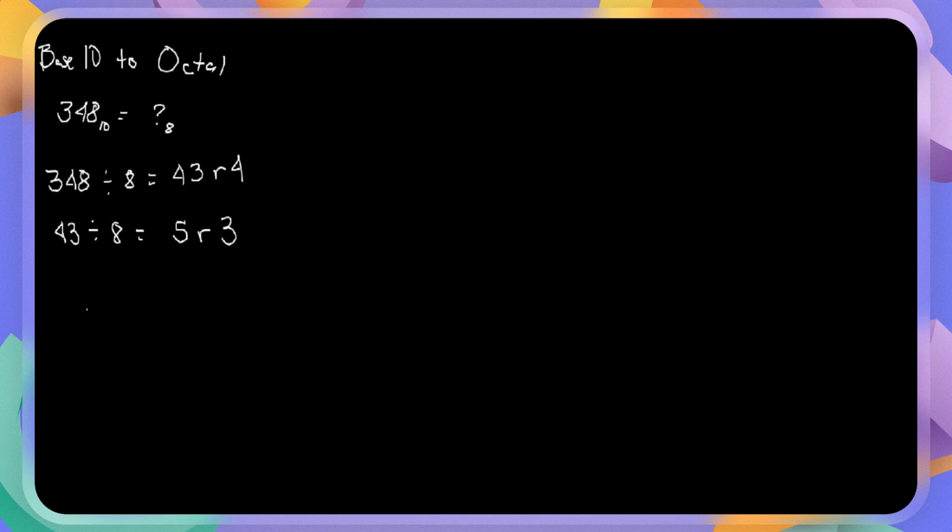Now we're going to get our 5 and divide that by 8. And now we're going to get 0, remainder 5, because we can't really divide 5 by 8. It's just going to look like this. So 5 is going to be our remainder. And much like binary, we read it from bottom to top. So we're going to list that down: 5, 3, and then 4. That's our base 8.